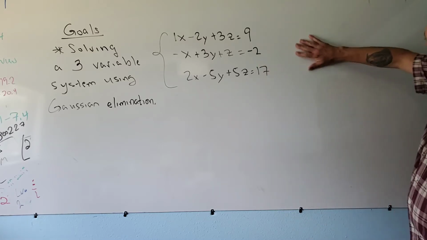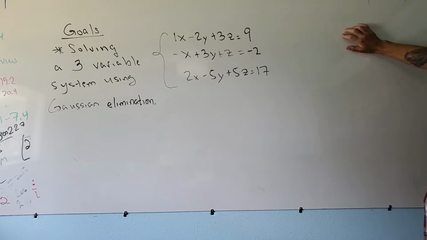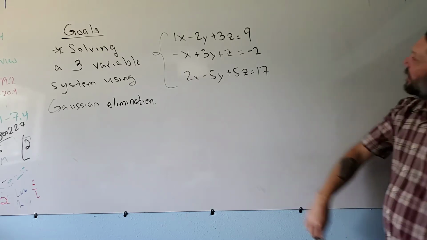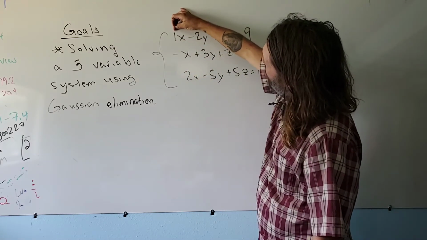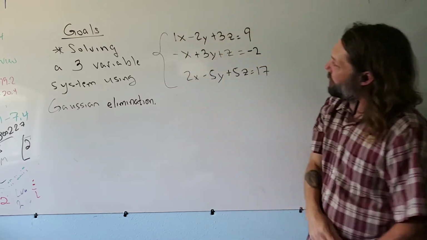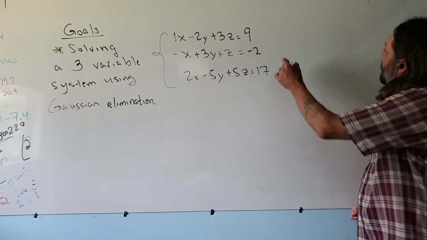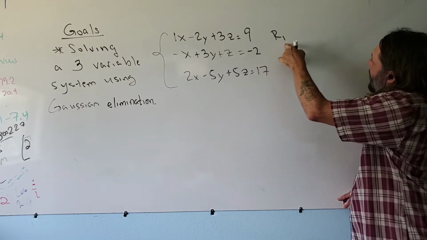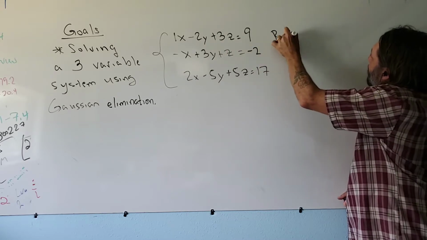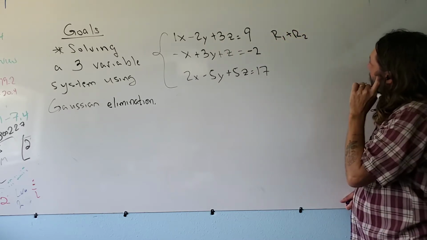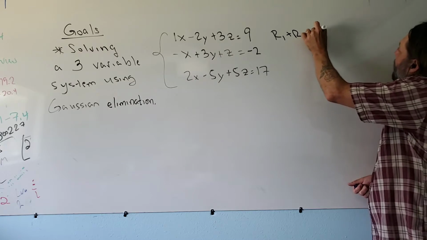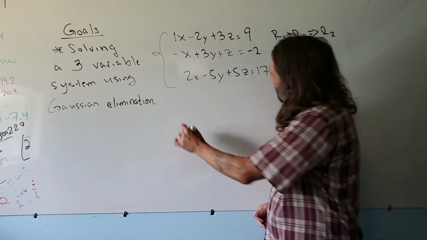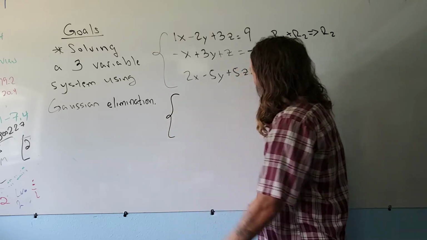Off to the side, I'm going to write down what I'm doing. Okay, this is my row 1, this is my row 2, this is my row 3. Again, I like this row 1 because I can use this to cancel this and this, and I'll show you how I do that. All right, so what I'm going to do is I'm going to take my row 1, which is that. I'm going to add it to my row 2, and now I'm going to have a new row 2. So I'm going to write down below my system again.